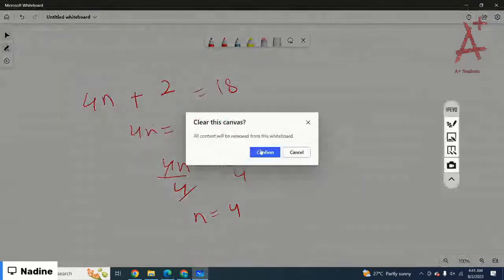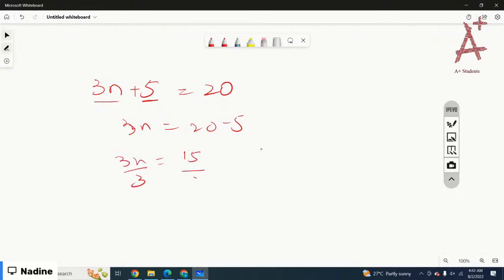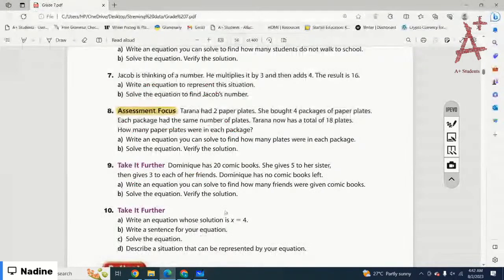3 to each. You don't know how many friends she has, right? 3 to each friend, and this one 5 to her sister, and together the books are 20. You have to solve this for n. So 3n equals 20 minus 5. 3n equals 15. Divide both sides by 3, so n equals 5. That means she gave 5 friends 3 books each, right?